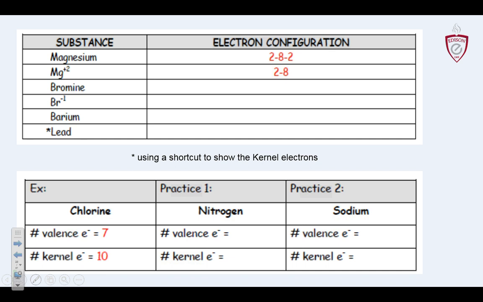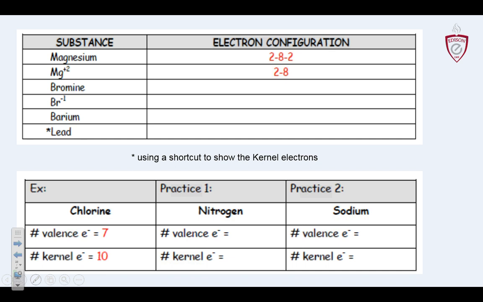For magnesium, I'm looking at my periodic table here. I look at the electron configuration for Mg, it says 2-8-2. Oh, wrote it down. Beautiful. Simple enough. Now I have a magnesium +2 ion. Did I gain or lose electrons? I have 2 more protons than electrons, which means I lost 2 electrons from the outermost shell. There you go. So I lost 2 valence electrons. So notice my electron configuration now is just 2, 8, and I lost the last 2.